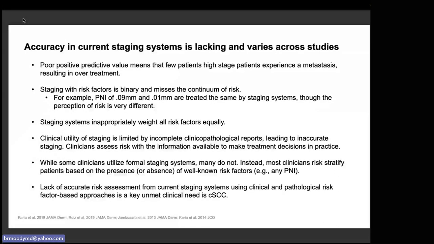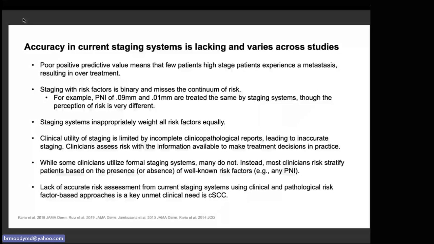Some of the current problems that I see with the tools we have to figure out which patients are more or less likely to do well or poorly are that our current staging systems, whether it's Brigham and Women's or AJCC, and to some extent even the new NCCN, have really poor positive predictive value. So we end up putting a lot of patients into a high risk or very high risk category who are going to do well. About 80 to 85% of Brigham and Women's T2B patients, which is a high risk group, never go on to metastasize. So the challenge is to figure out which of these high-risk patients are the ones we really need to worry about and which ones we can safely de-escalate their care.